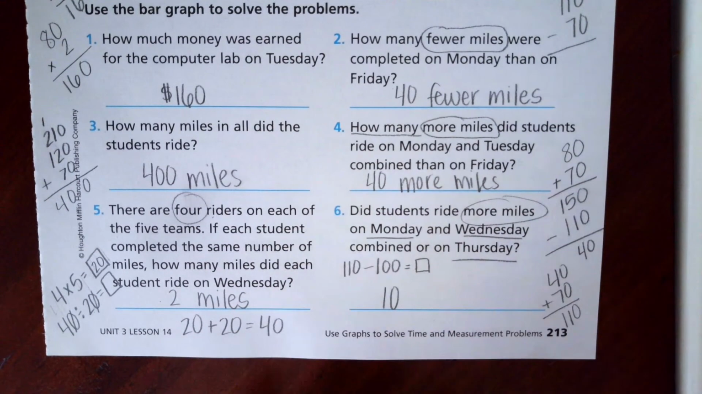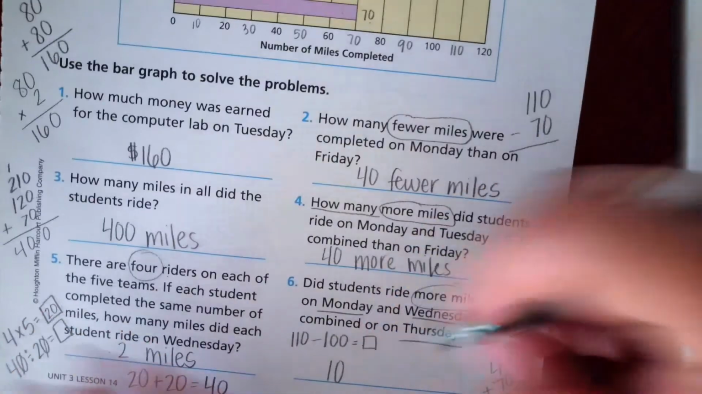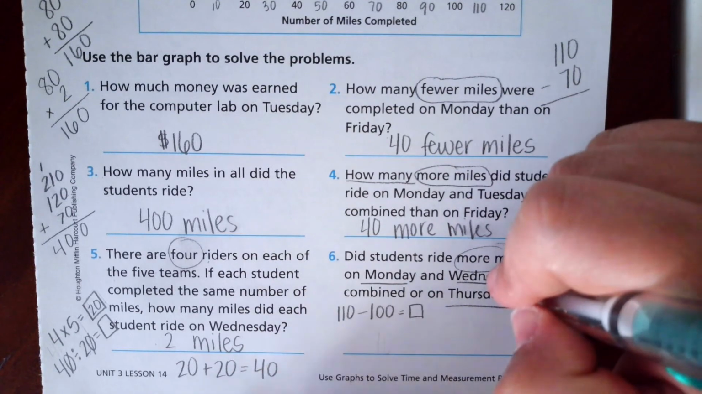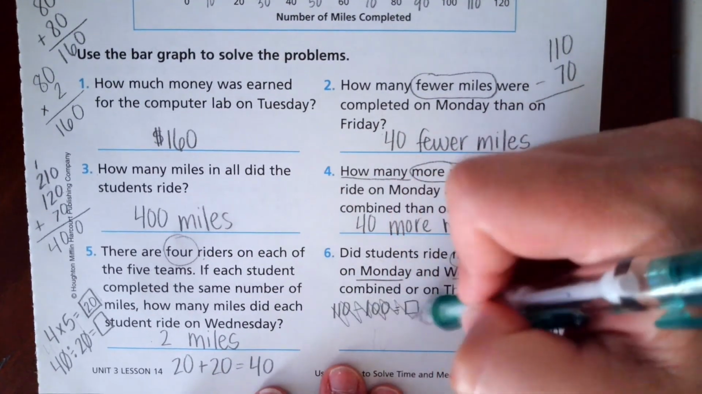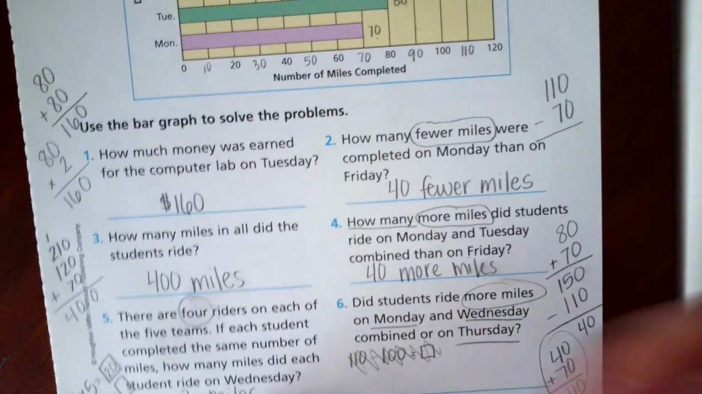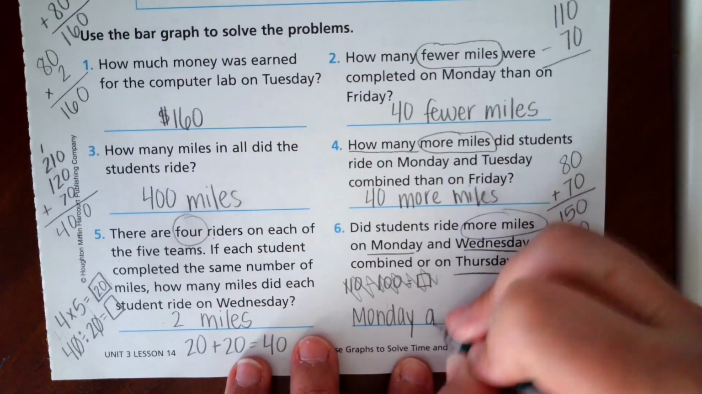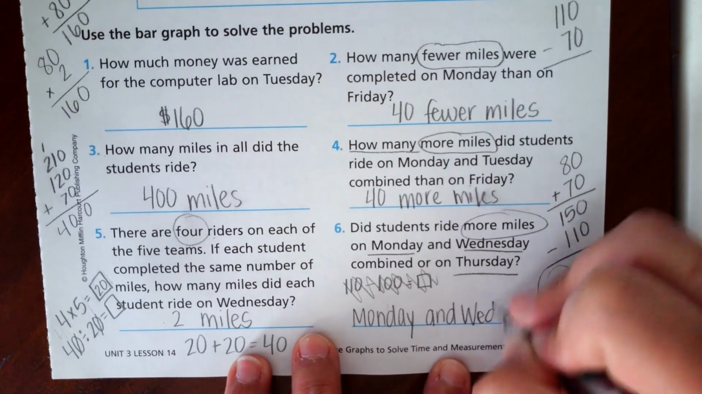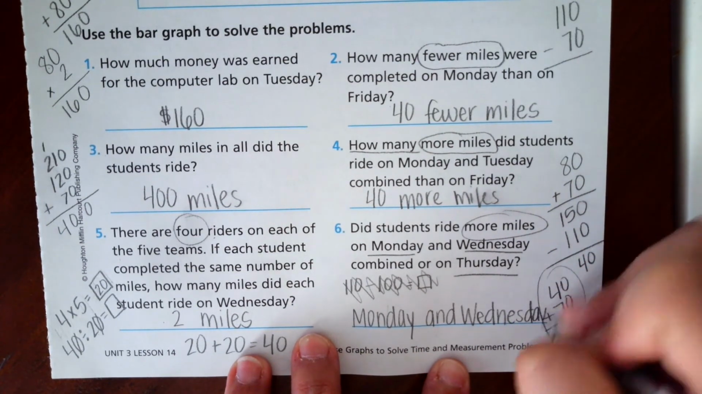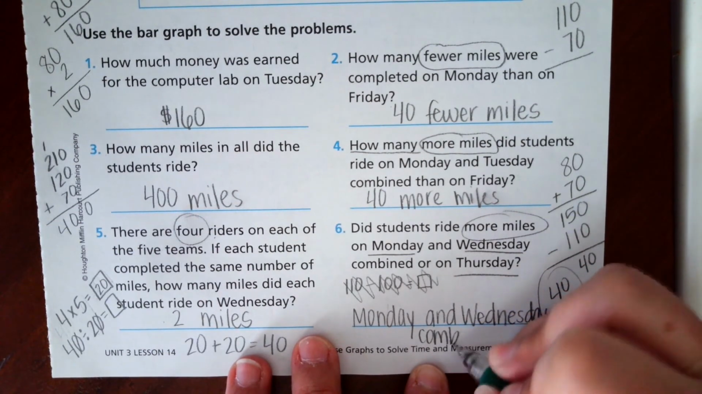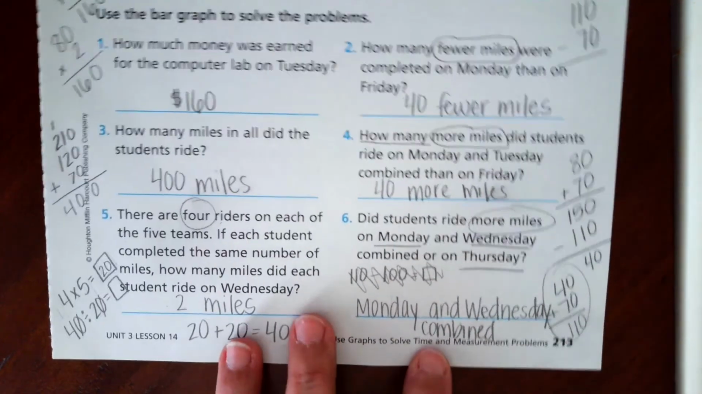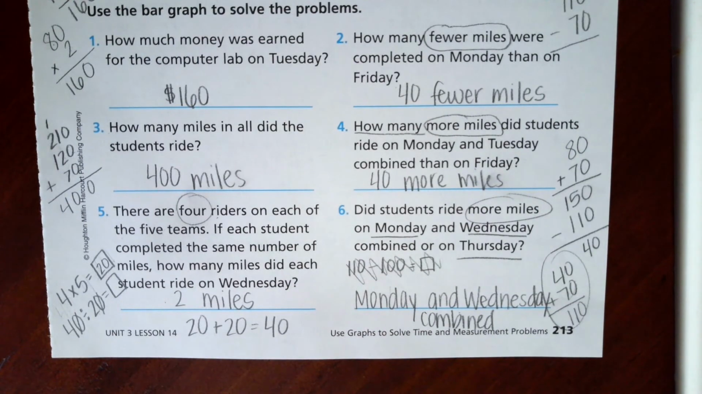more. Actually, that's not the way we're going to answer it. It's asking what day did students ride more miles, Monday and Wednesday combined or Thursday. So we actually don't even need to do this part. We just needed to do this, and then we can use our bar graph to decide. So Monday and Wednesday combined. I wish they gave us some more space. All right, when you're ready, go ahead and turn your paper over.